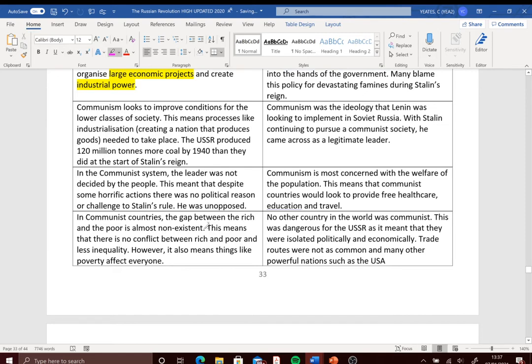If the gap between the rich and the poor is almost non-existent and there is no conflict between rich and poor, that for me suggests that things are going quite positively, because look what it says here. There is less inequality. So I'm going to get my positive colour and I'm going to say, well, if there's less inequality, this must be something that is quite positive. No conflict, less inequality. The gap is non-existent. These are all things that are positive because it shows that everybody is equal.